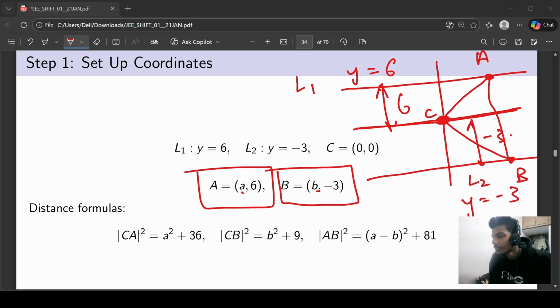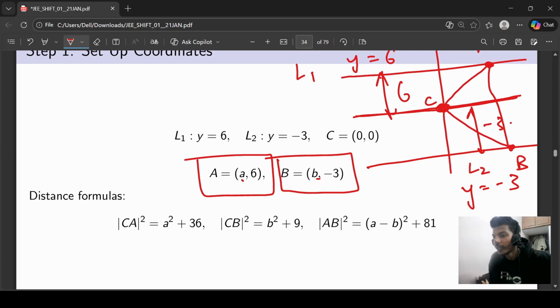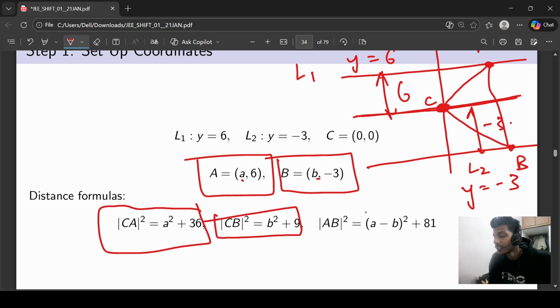Quite easy, yes or no? We know one property, I simply have to find out the value of A and B. By finding out the value of AC square, we came to know that it is A square plus 36. Simply using the distance formula, if we want to find the value of CB, then CB square is simply B square plus 9. The distance formula is the same for AB square, right?